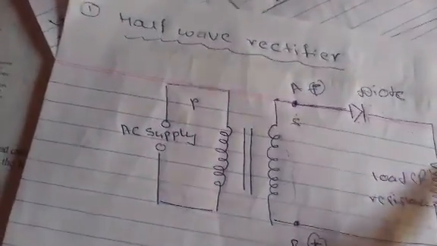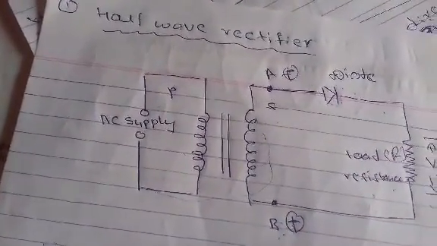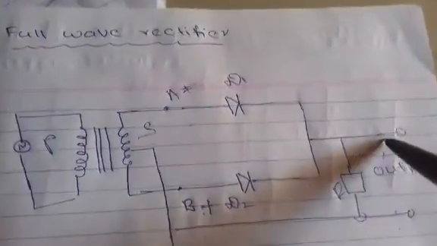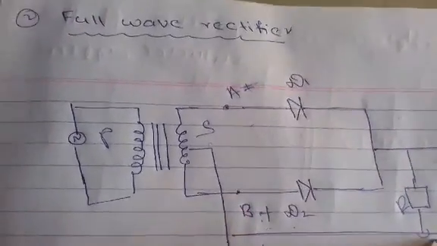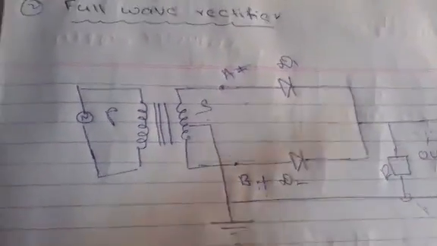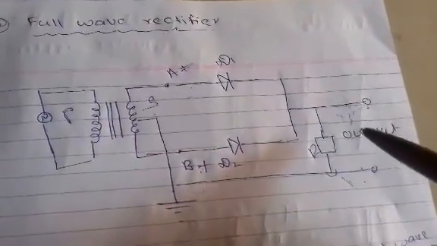To get a steady value, what are we using? We are using a capacitor or inductor across the output. We place a capacitor or inductor across the output, and that type of circuit is called a filter. So for the output of the half wave rectifier or full wave rectifier, we place a capacitor or inductor, and such a circuit is called the filter circuit.